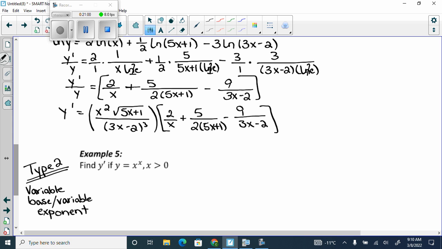If you don't, you sit there and make up random crap for me, and then it's just not right, and I can't give you any marks, because there's no other way to do it. Okay? So variable base to variable exponent, this is actually done really quickly if you just remember that you have to use logarithmic differentiation. So what's your first step in logarithmic differentiation? Ln both sides. So we're going to get ln y equals ln x to the x.